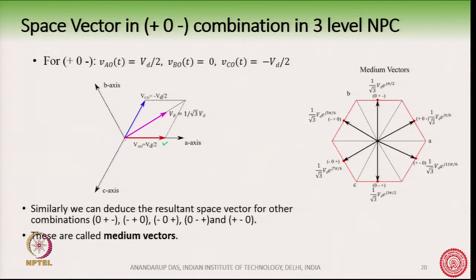So, this is Vd by 2 here, and then on the B axis it should be 0. So, there is nothing on the B axis, and on the C axis you have minus Vd by 2. So, on the C axis we have a minus Vd by 2 whose position will be here, okay, minus Vd by 2. So, this is the plus 0 minus. So, the resultant of these 3, when we multiply by 2 by 3, we see that the resultant is 1 by root 3 Vd, but at an angle of 30 degree here.